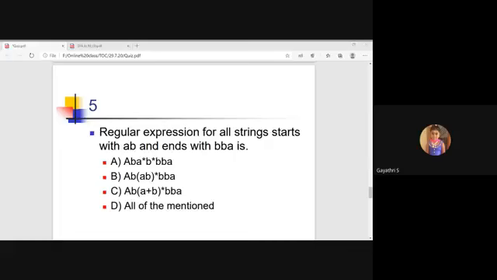Don't follow others. Yes, C is the right one. Starting with AB, ending with BBA. In between, any combination of (A plus B) whole closure, which means A closure, or B closure, or a combination of AB. So A combinations, B combinations, or combinations of AB. This is the actual meaning of (A plus B) whole star. So AB (A plus B) whole star BBA is the right one for the regular expression.